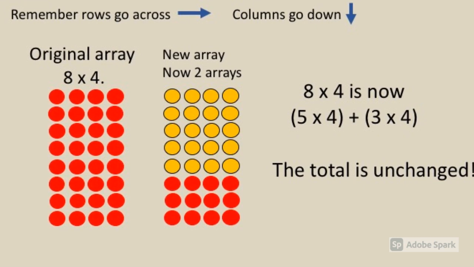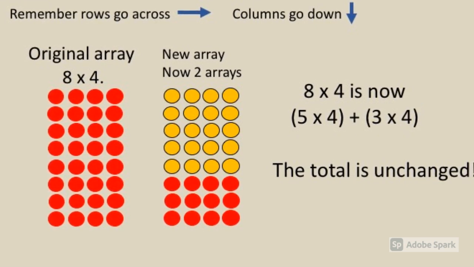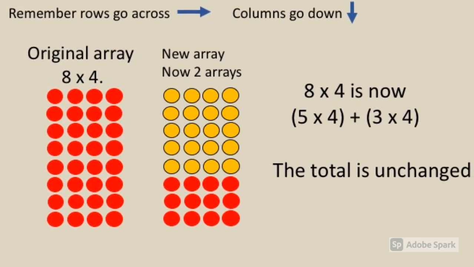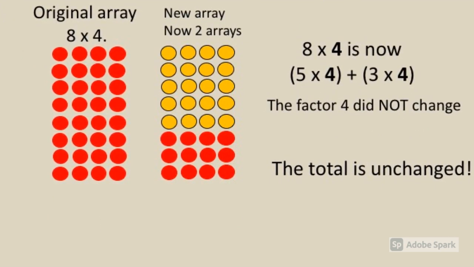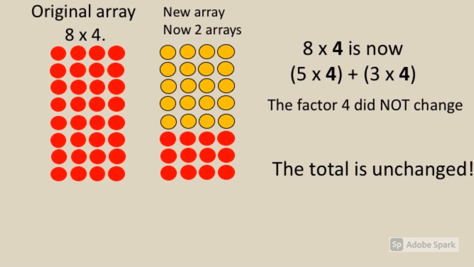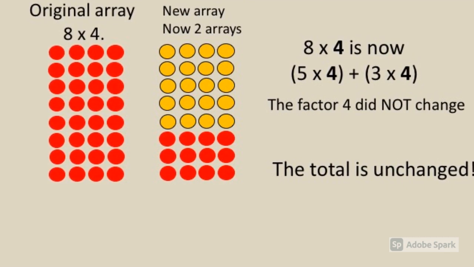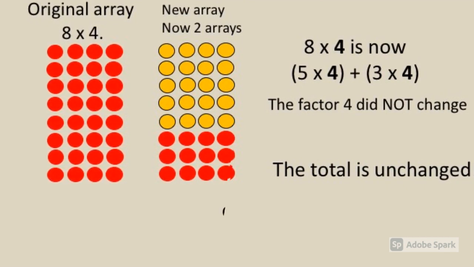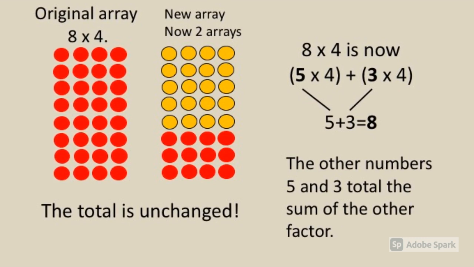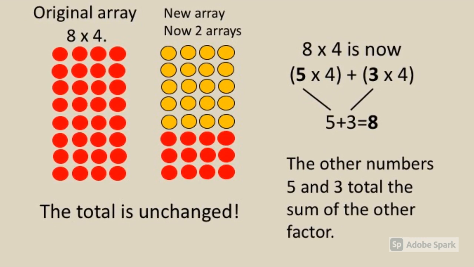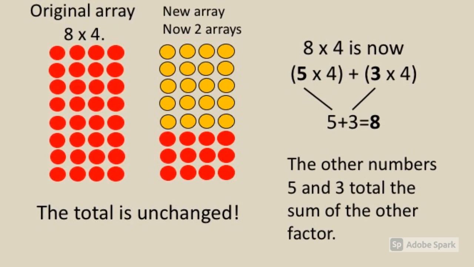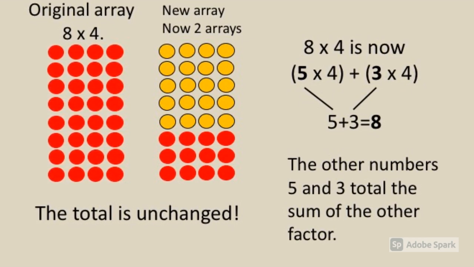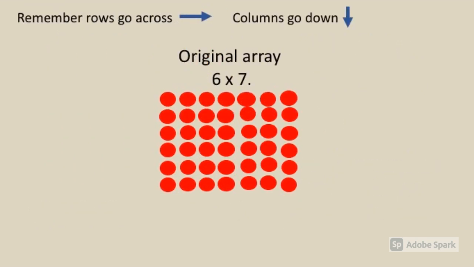Remember, one number stays the same and the other number splits. The total is unchanged. As you can see, the 4 did not change. It is the same number in the second place of the equation. The other number splits. 5 plus 3 equals 8. The other two numbers must equal the sum of the other factor.